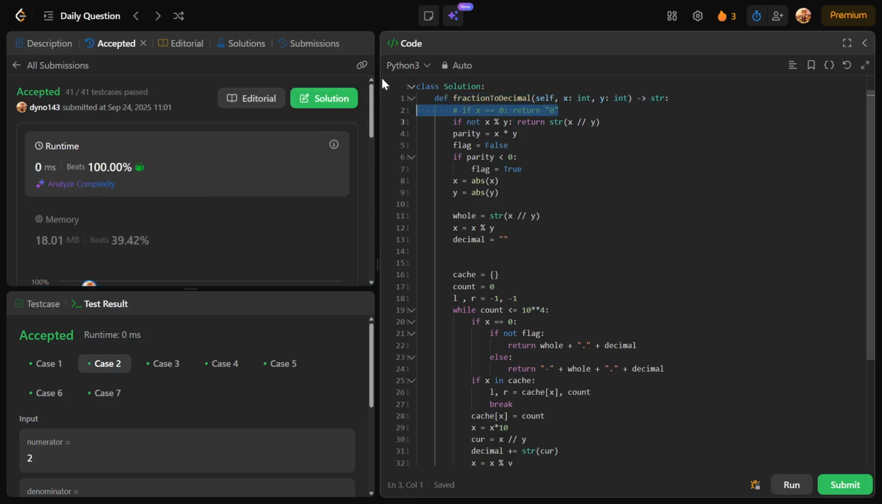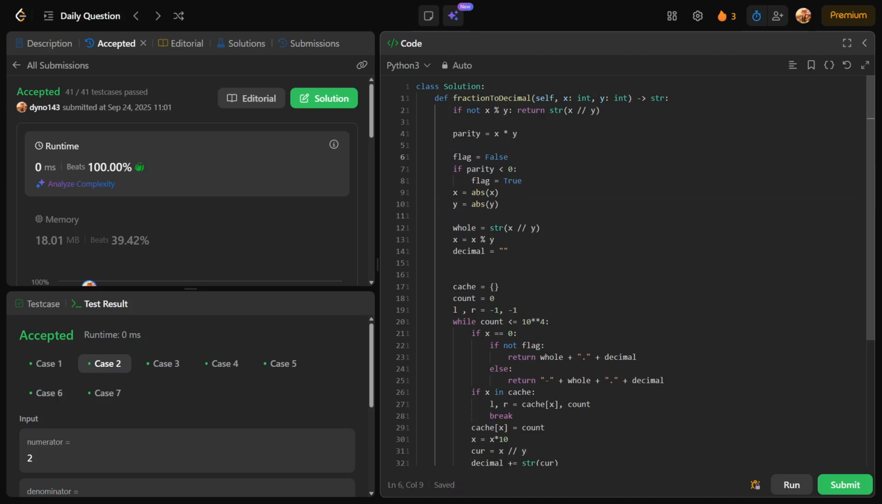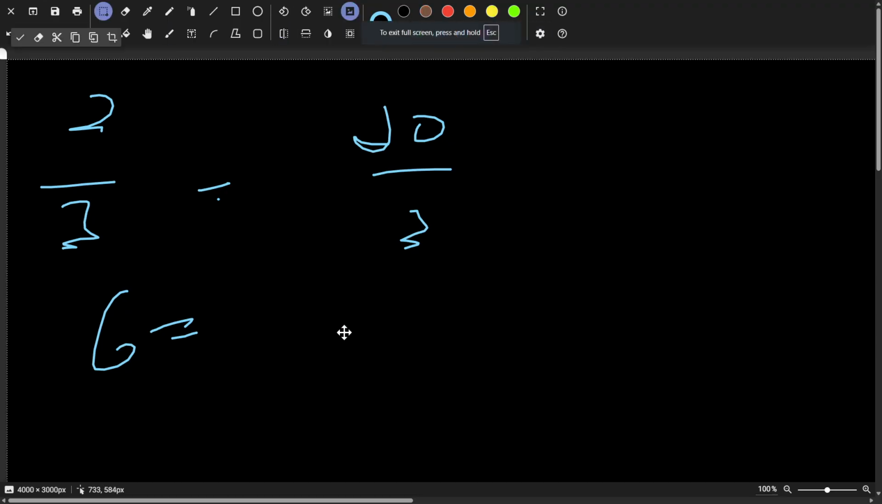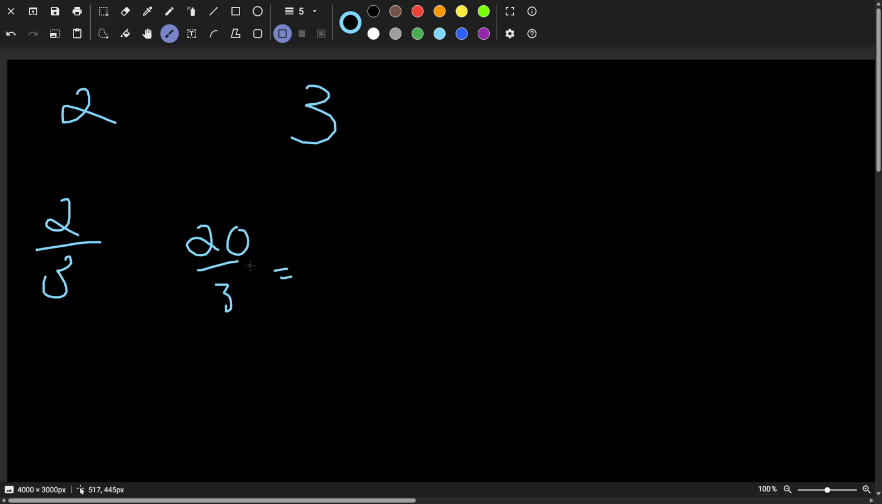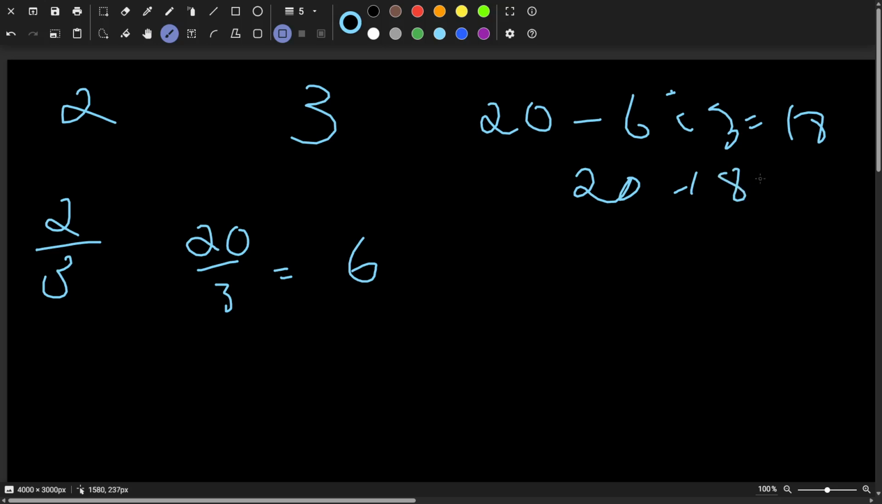Okay, so what we're doing here is, basically we have two numbers, x and y. Let's say x is 2, y is 3. And we're manually checking, doing 2 by 3. So first we multiply 2 with 10, 20 by 3, integer division. So that will give you 6. And the new remainder will be 20 minus 6 times 3, which is 18. So 20 minus 18 is equal to 2.